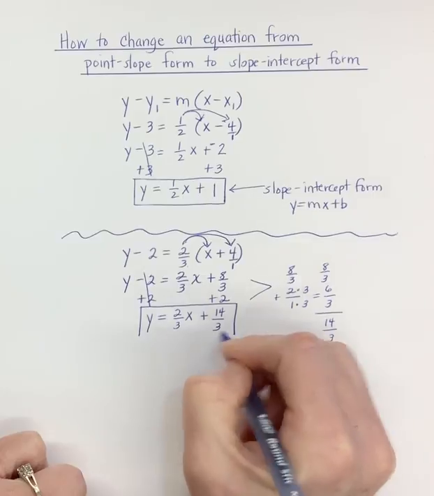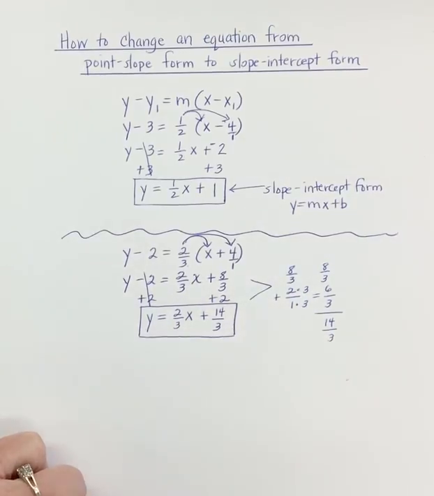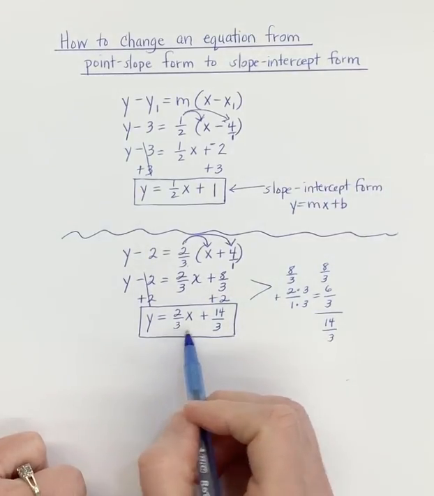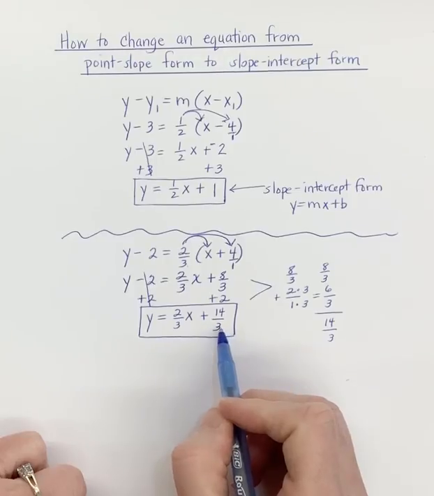Our equation is now in slope-intercept form. y equals mx plus b, where slope is 2/3, y-intercept is 14/3, which is 4 2/3 when converted to a mixed number.